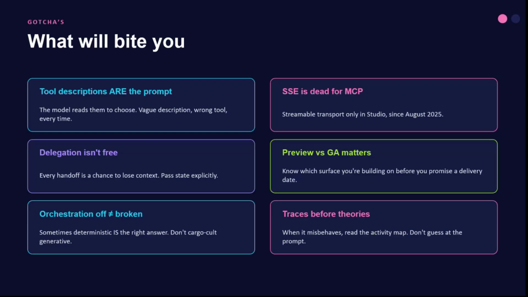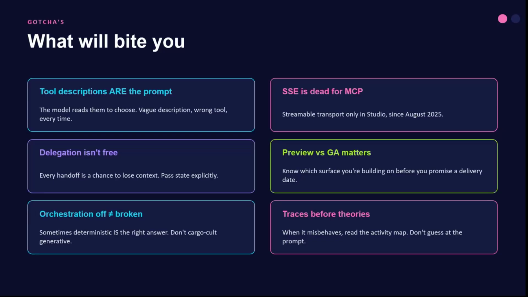Delegation isn't free, so every handoff is a chance to lose context. This is unfortunately something that does happen with agents as we build them. Preview versus general availability does matter. So as we've mentioned, if something says preview, use it, play with it, test it, but please don't put it into production. And when it misbehaves, read the activity map.